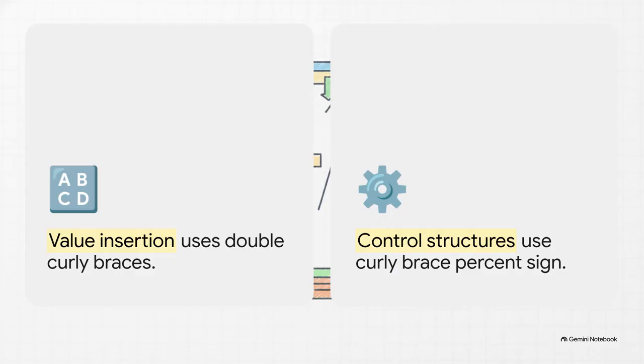Now, you do have to carefully differentiate between just inserting values and actually controlling the flow of your template. This is a big one. While value insertion uses those double curly braces, control structures use a single curly brace paired with a % sign. This distinction is literally the foundation of reading and writing Jinja2.